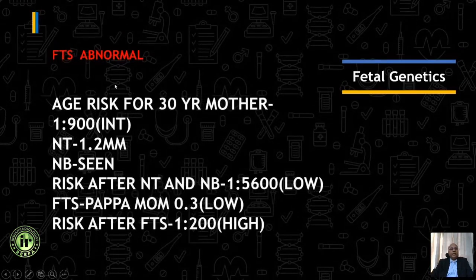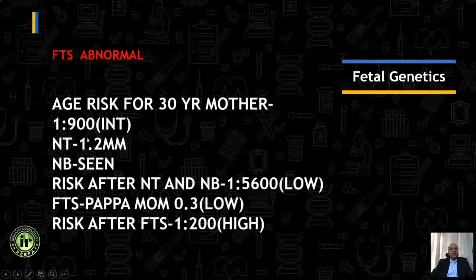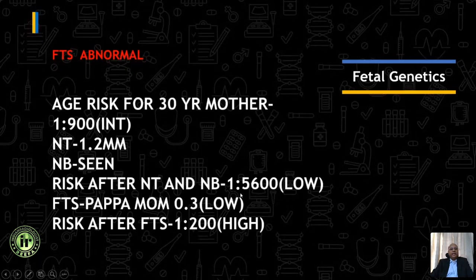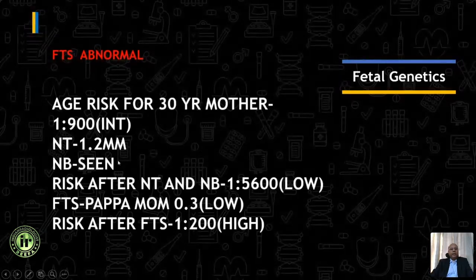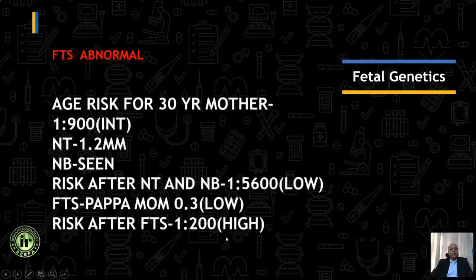Now let us see what happens if the FTS is abnormal. So she comes in with a risk of 1 in 900. She has a scan risk of 1 in 5,600, but her PAPP-A is low. So what happens? The risk becomes high. The 1 in 5,600 becomes 1 in 200 because these serum markers are abnormal, and she qualifies for a CVS.